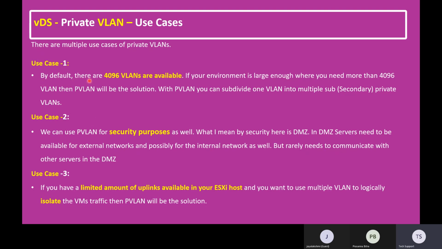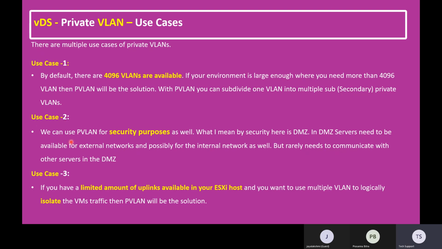The first one: by default there are 4096 VLANs available at every switch level, so we can create a maximum of this many VLANs only. If your environment is large enough that you need more than 4096 VLANs, and you want to divide your VLAN into multiple smaller groups, then PVLAN will be the solution. With PVLAN, you can subdivide one VLAN into multiple sub-VLANs, meaning secondary private VLANs. Clear?